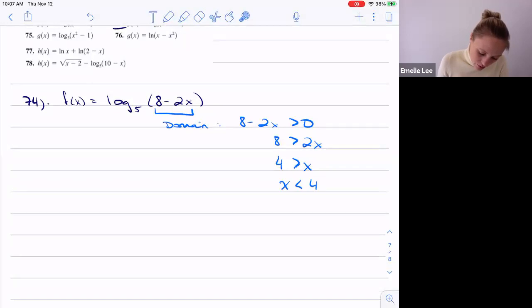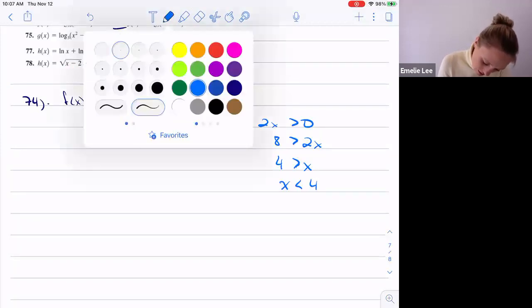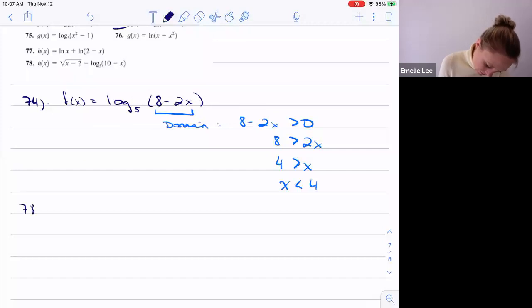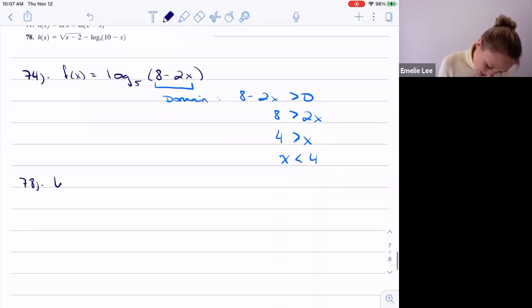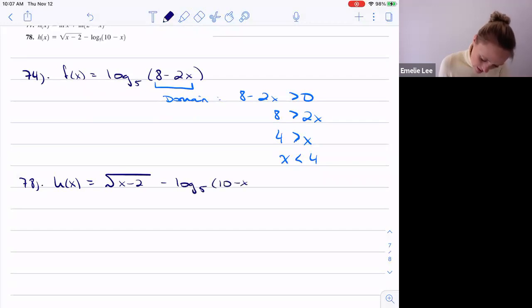Kind of a trickier one is maybe this one, right? So let's do 78. We're going to find the domain of h of x, which is the square root of x minus 2, minus the log base 5 of 10 minus x.